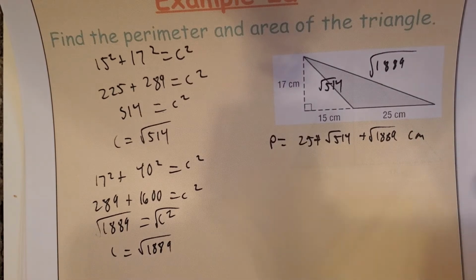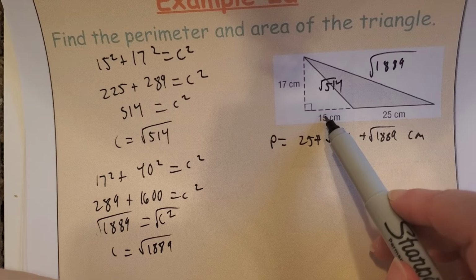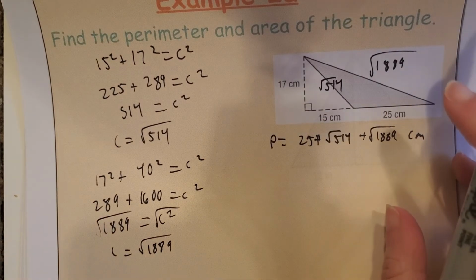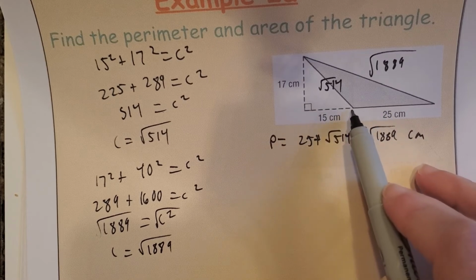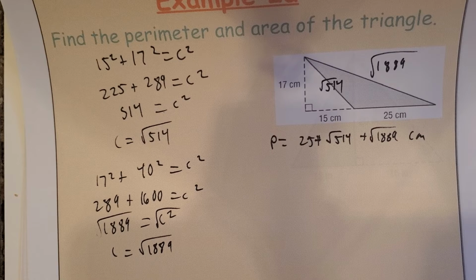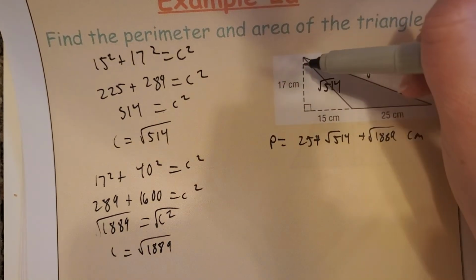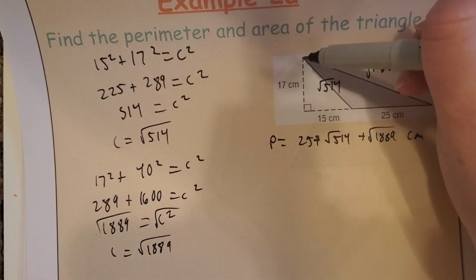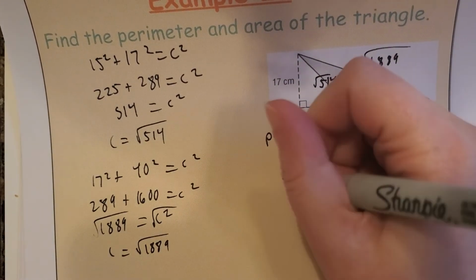Let me know. Area, though, is different, because if you look at the actual triangle itself, this 15 right here is a little bit extra. It's not actually part of the base of the triangle. The base of the actual triangle is just this 25. And then the height has to be perpendicular to the base, so the only vertical portion of that is 17. So our base is 25, our height is 17.